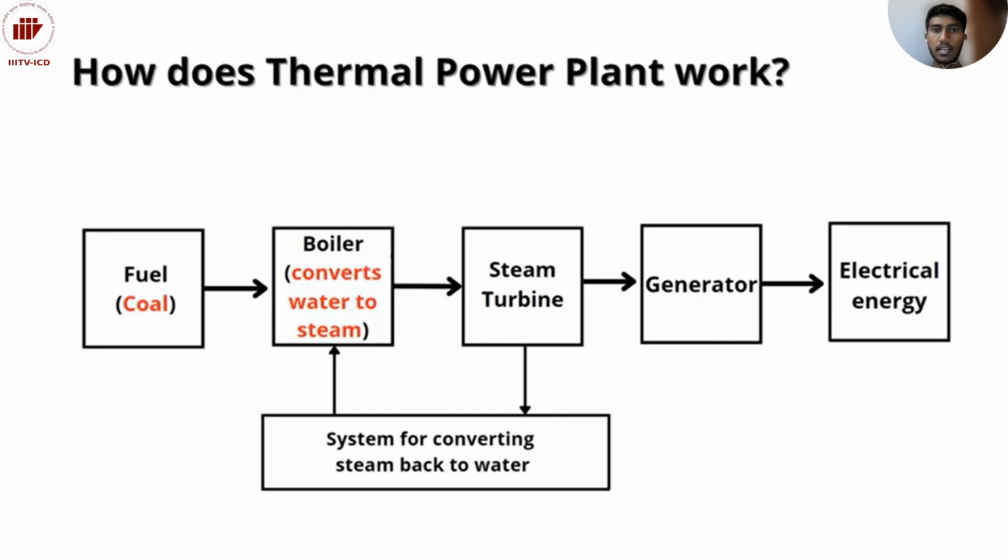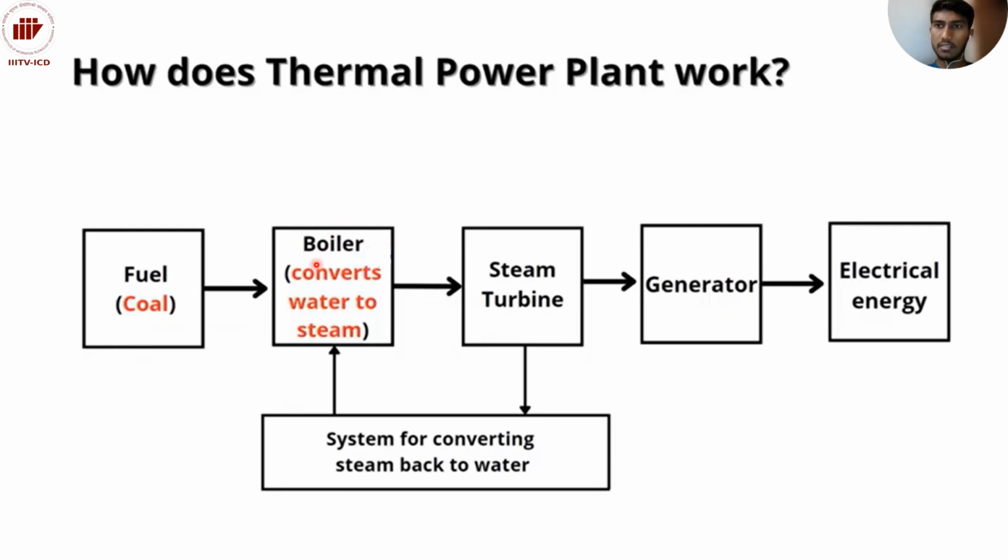So now let us see how a thermal power plant works. First of all, let us take fuel as an input. That fuel is coal, we have taken this example. By crushing it, it produces some heat. This heat from the crushed coal is used in the boiler. In this boiler, water is converted into steam.